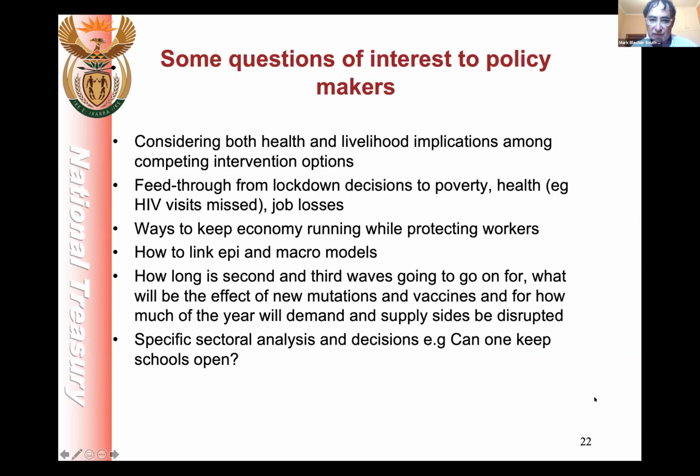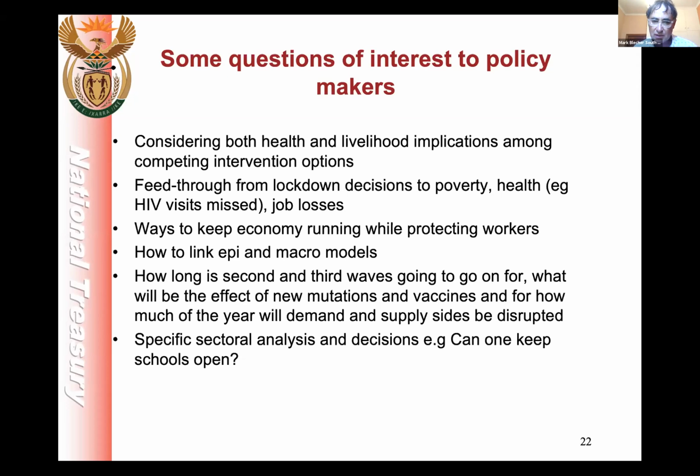And so some questions of interest to policymakers are, in making these decisions, what are the technical ways to consider both health and livelihood implications when considering competing policy options? How to feed through lockdown and other health-driven decisions onto outcomes like poverty, health, HIV visits, missed job losses? What are the ways of keeping the economy running while protecting workers? Technical methods like the Pakistani case of how you link epi and macro models.